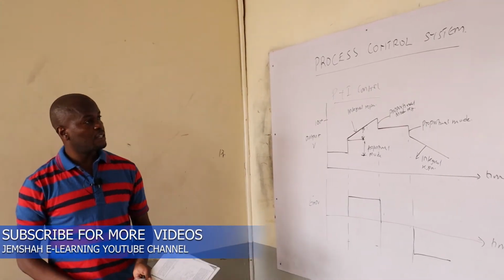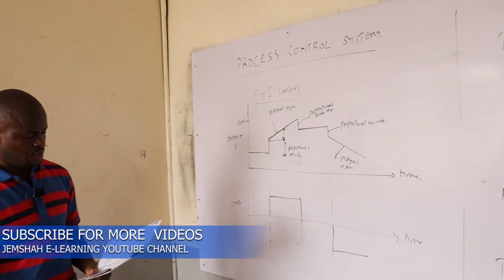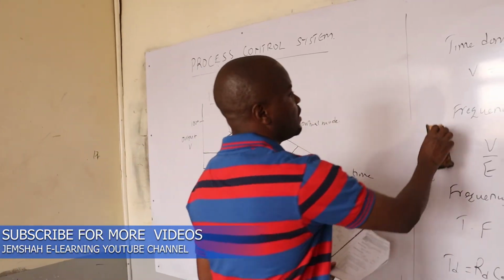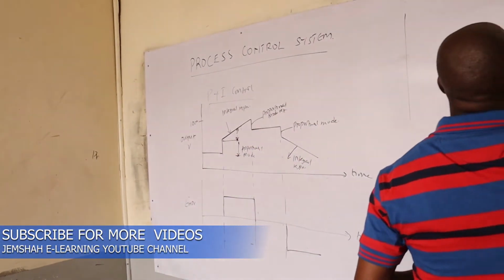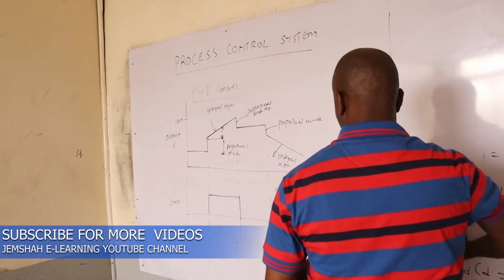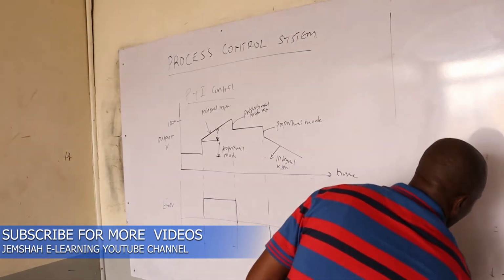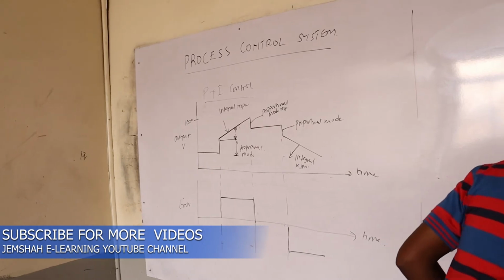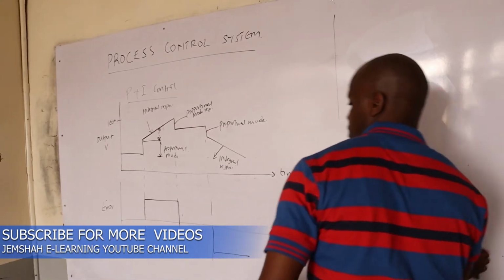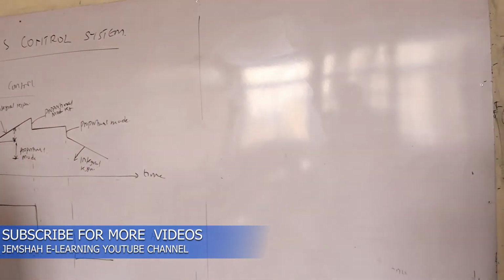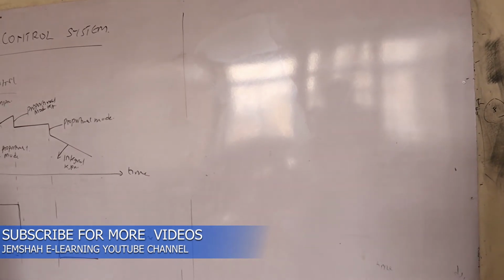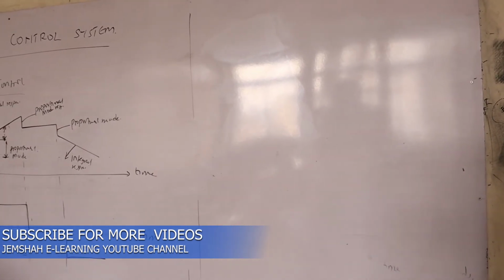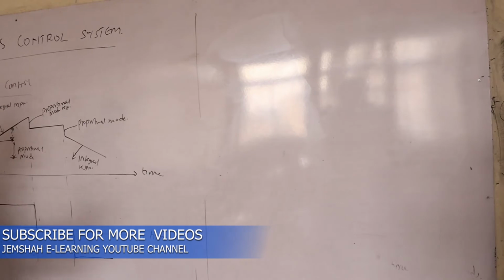So maybe we can look again at the analysis of the equations for the proportional plus integral. We are going to start by looking at the block diagram for the proportional plus integral. Then we look at the analysis of the various equations.